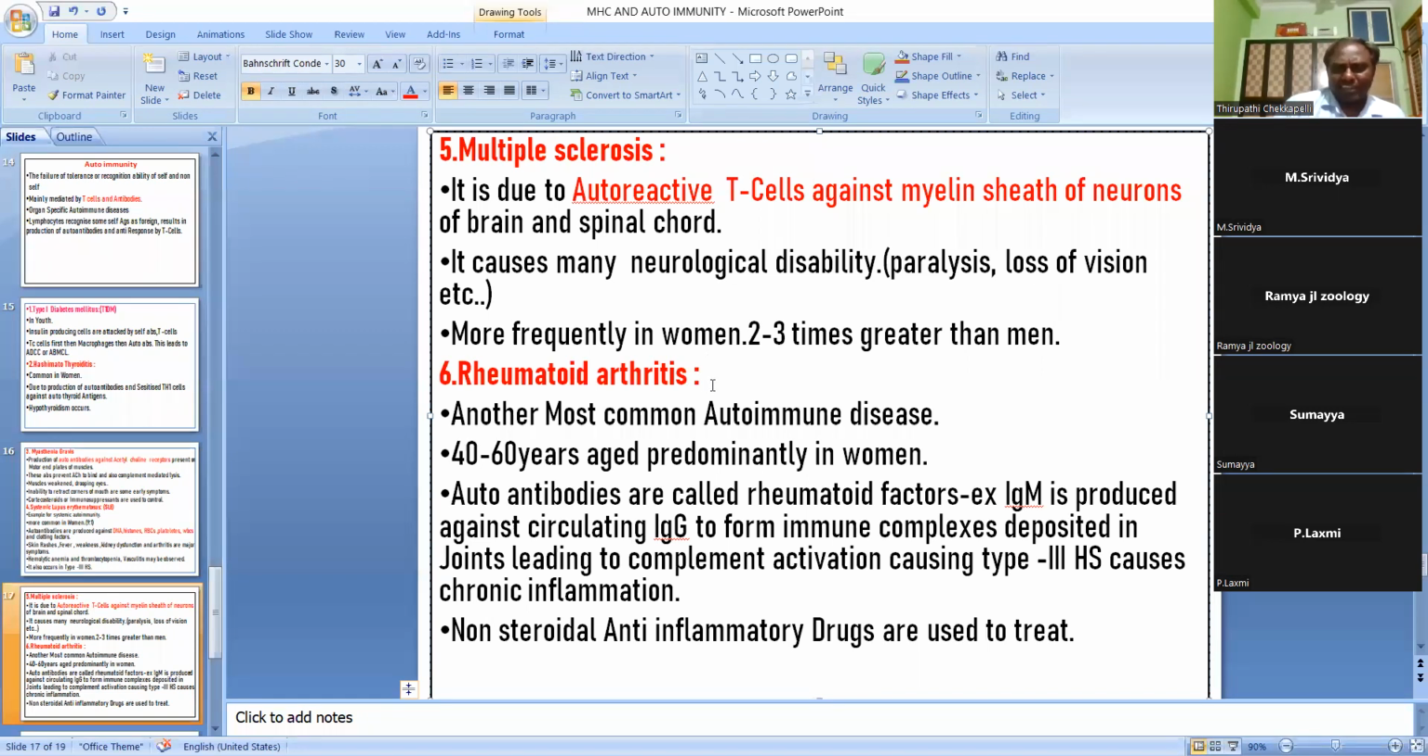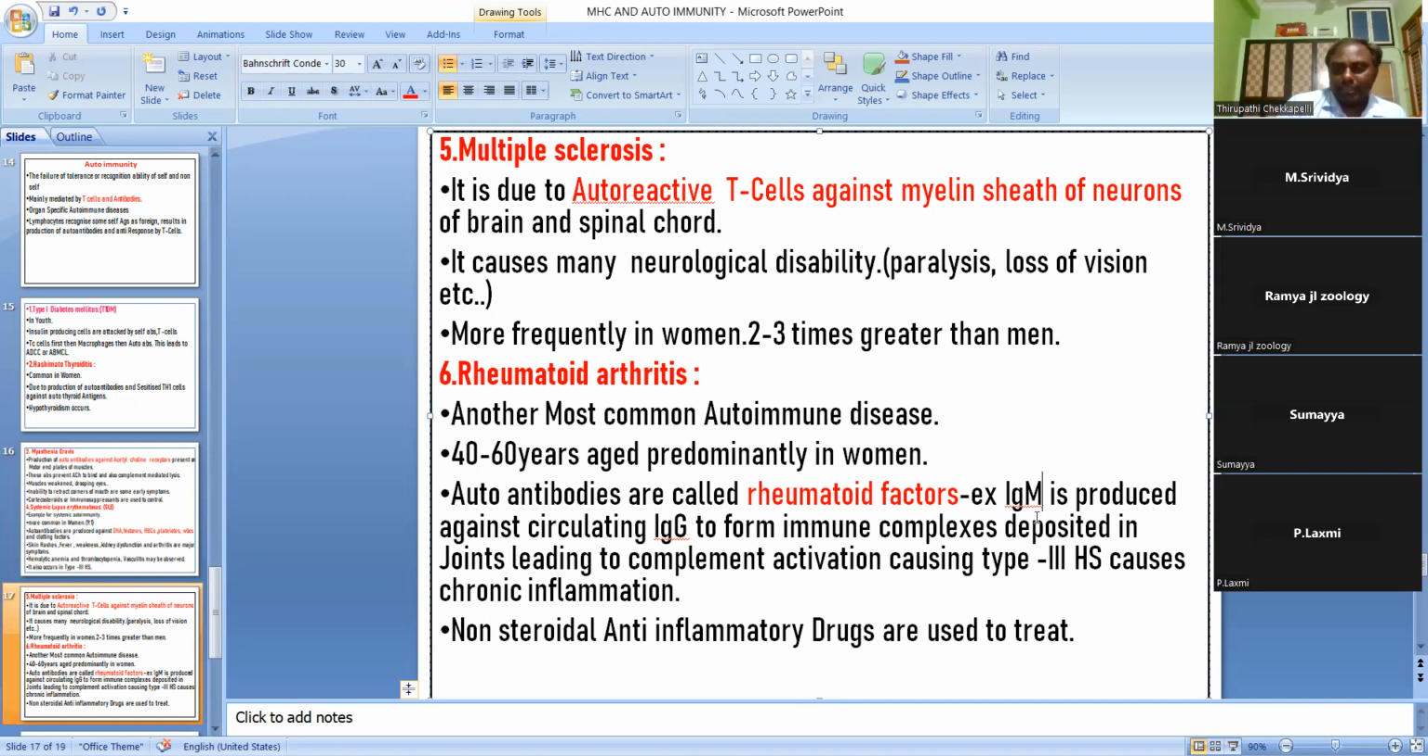So it is a kind of arthritis related to joint pain. Another most common autoimmune disease. It is seen predominantly in women between the ages of 40 to 60 years. Autoantibodies are called here rheumatoid factors. For example, IgM is produced against our own IgG to form immune complexes deposited in joints.